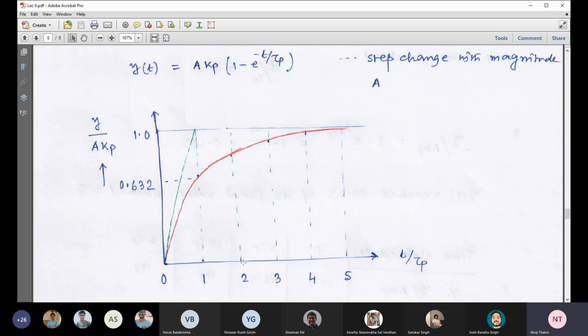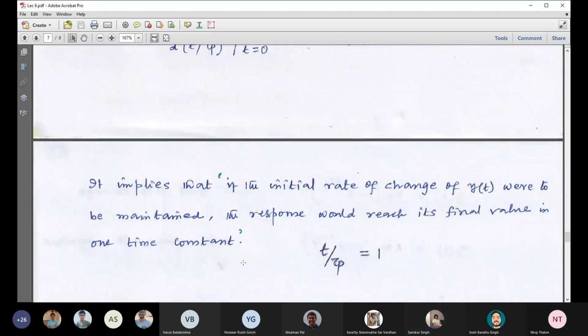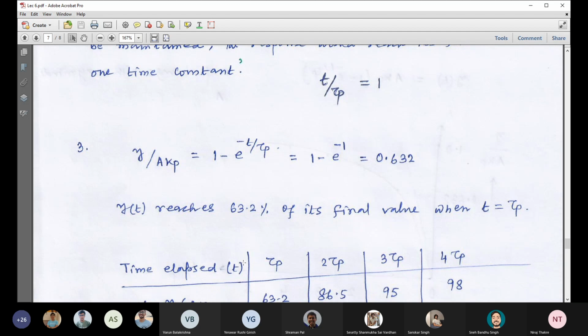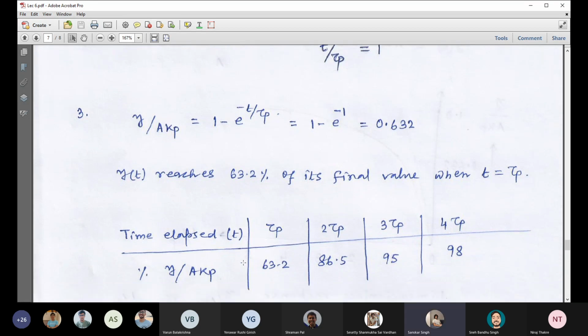T by tau p is 2. How much you got? 0.864. Correct. For 3? 0.950. And 4? 0.9816. Yeah. You see the values now? Anyone else got these values?